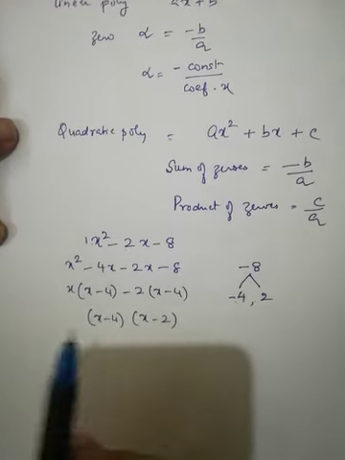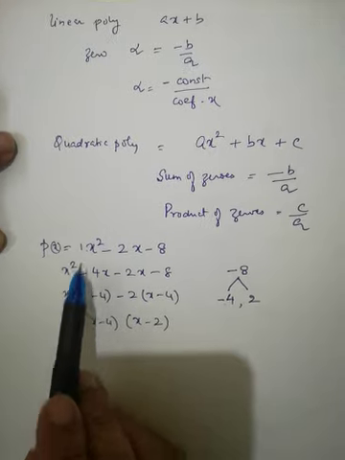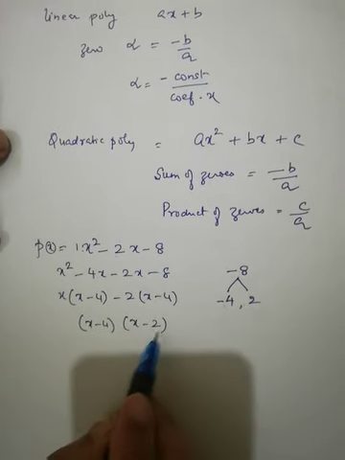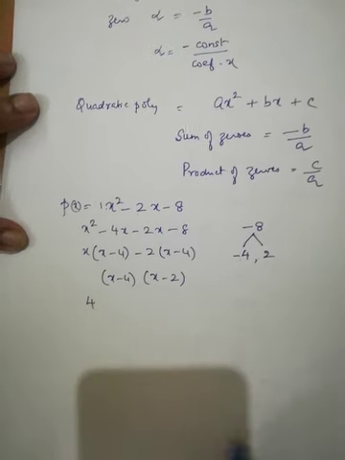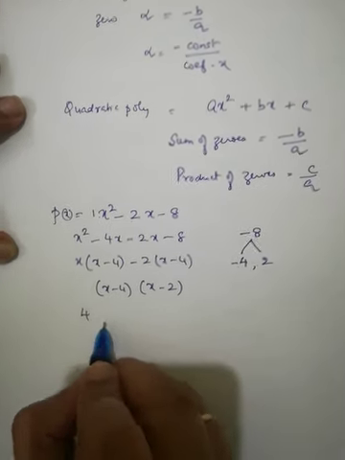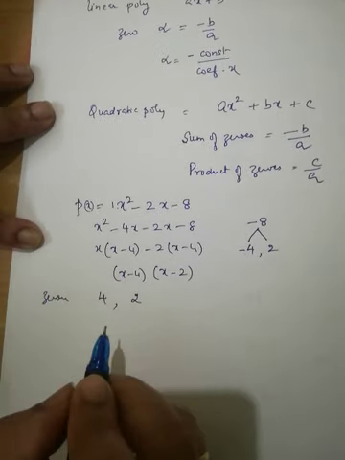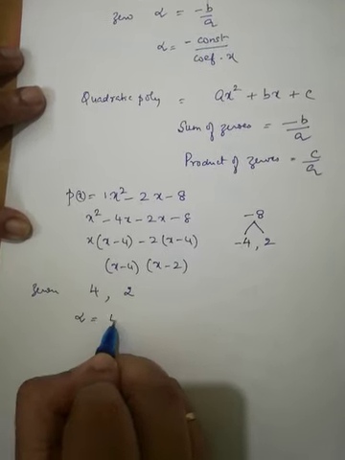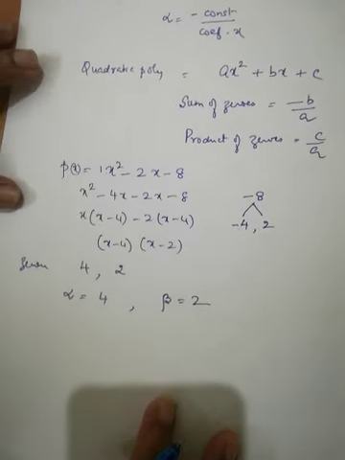Now to find the zeros of this, let us take the polynomial as p(x). To find the zeros of this polynomial, we have to equate this to 0. When you equate this to 0, you will get 4 as a zero and minus 2 as a zero. So zeros are here 4 and minus 2. Let us take alpha is equal to 4 and beta is equal to minus 2. Let us name it alpha and beta.